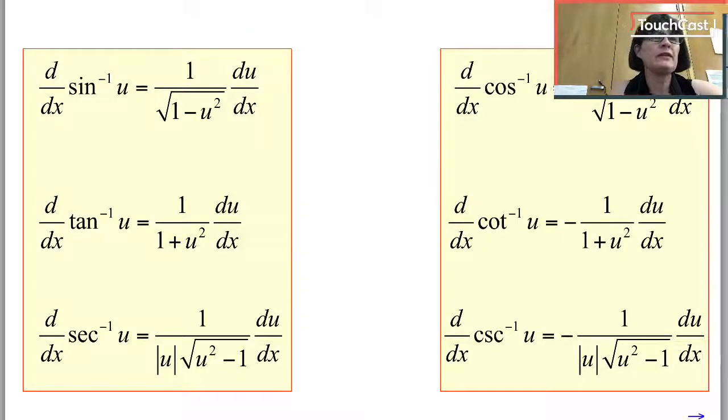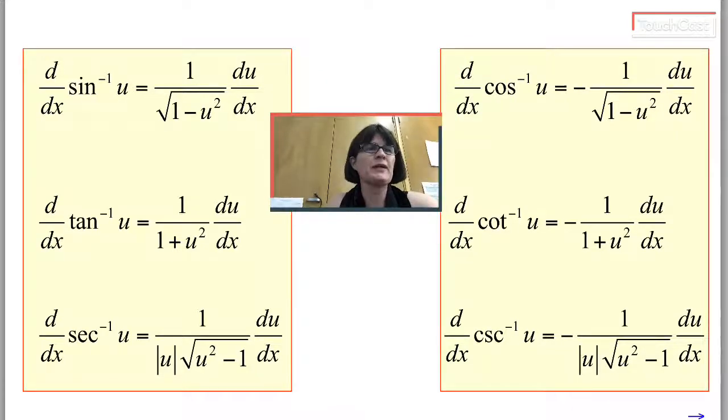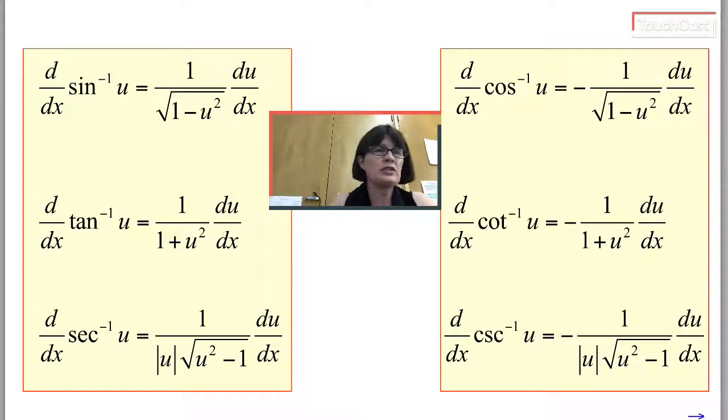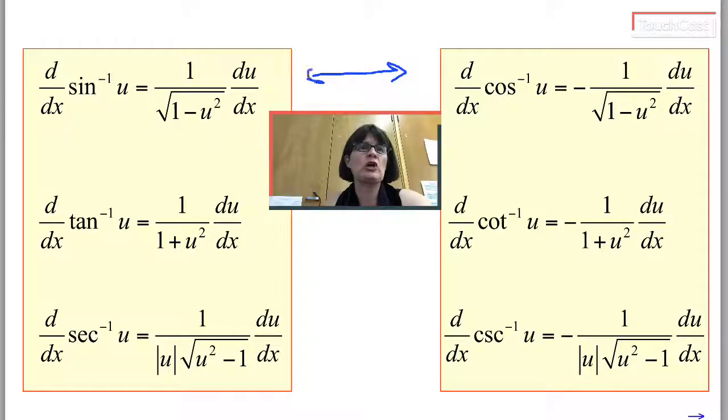So these are the derivatives of these 6 inverse trigonometric functions. You notice the way this chart is organized? We have rows that contain what we call co-functions. Sine and cosine are co-functions because one has a co in front of it. And then tangent and cotangent are co-functions. Secant and cosecant are co-functions.